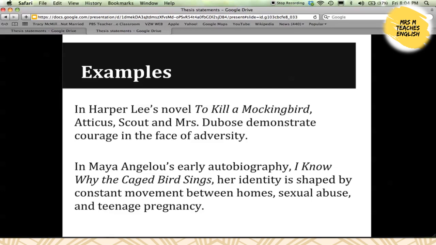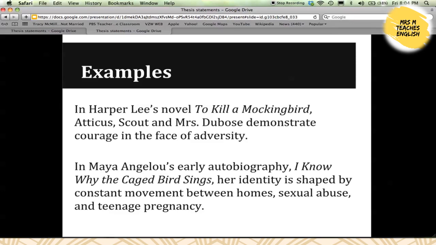So I have the author's full name, Maya Angelou. I have the title of the text, her nonfiction autobiography, I Know Why the Caged Bird Sings, italicized. This is all about the theme of identity. And then I have the 3 main points. So the first paragraph is going to be about how she was moved between homes. The second one's going to be about sexual abuse. And the third one's about teenage pregnancy. And I'm going to spend the paragraphs analyzing how these moments shaped her identity.